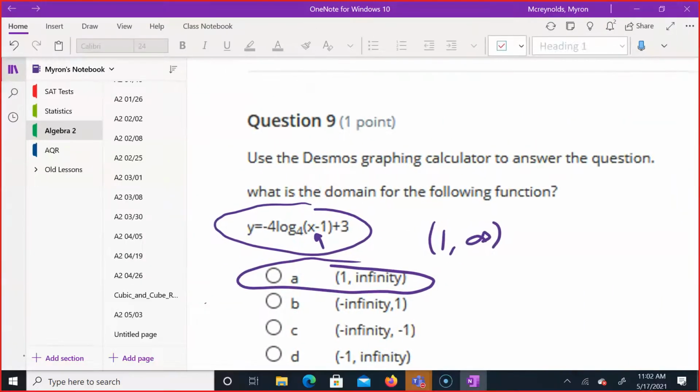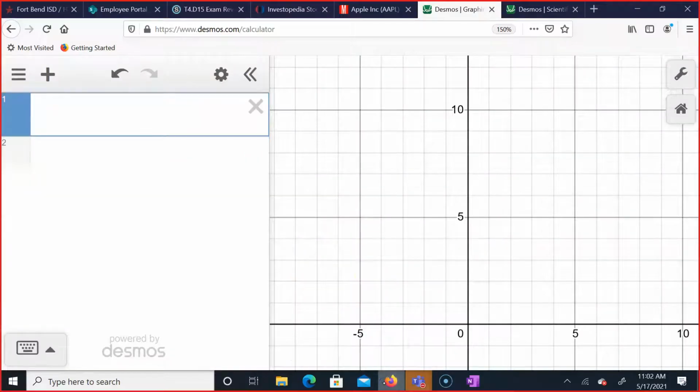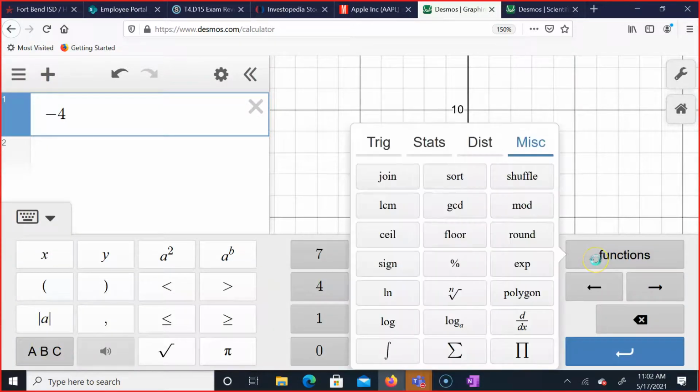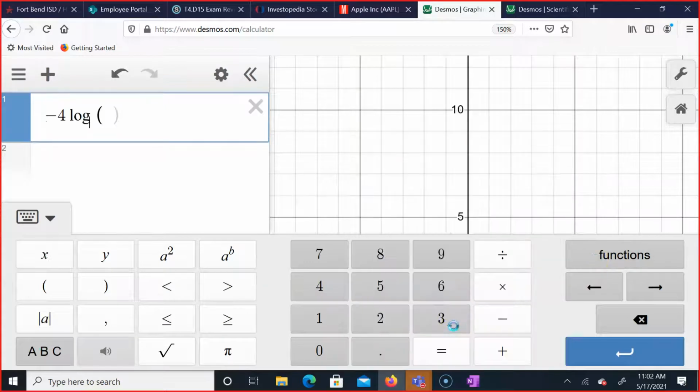So what I'm going to do is I'm going to go to Desmos, and I'm going to graph that function. So it was -4 times the log. So remember, you go to Functions, Miscellaneous, and log base n right there, log. And it was, let's see, log base 4, right? Log base 4 of x minus 1 plus 3.